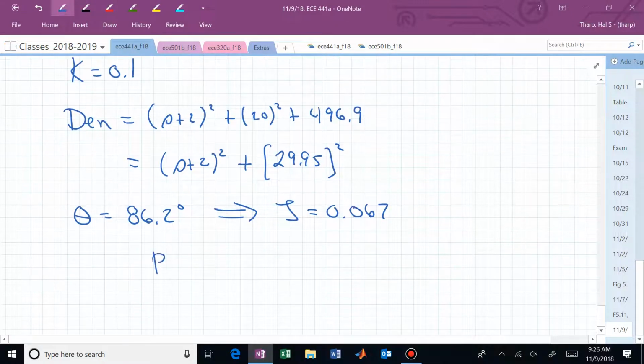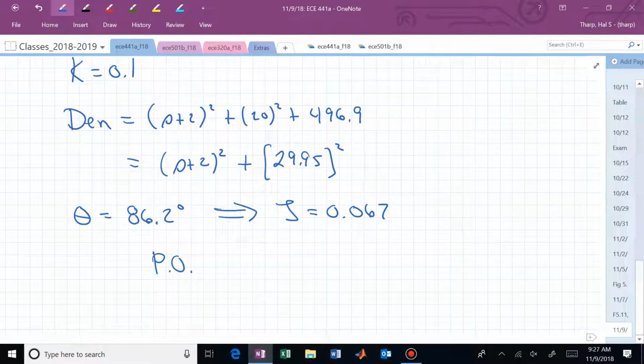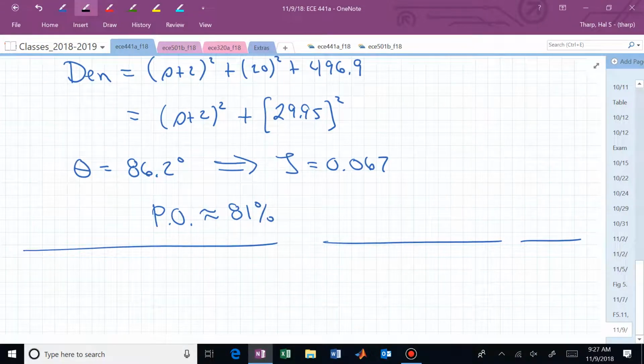Now, based on figure 5.7, you know how to do that. Whew! We're way up there above 80 when we're under 0.1, 0.07 for a zeta value. So now our percent overshoot is 81%. And maybe that won't cut it. Maybe your boss says, no thank you.